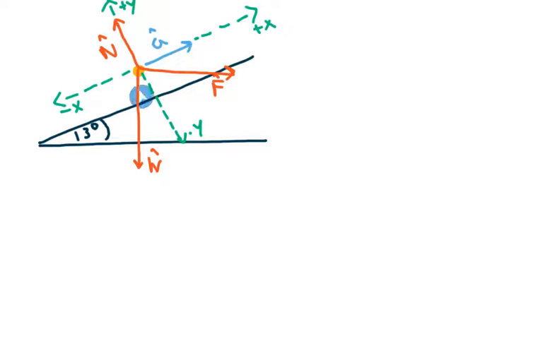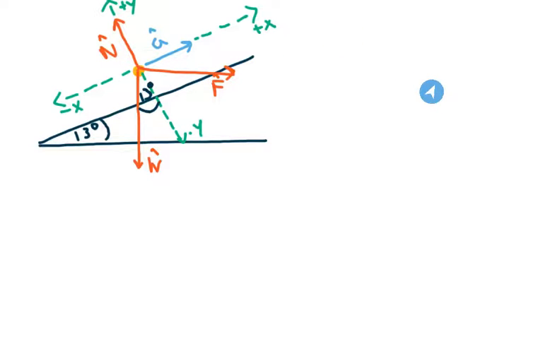So we know that the angle between the negative y-axis and the weight is equal to the angle of the incline. So I'm just going to put here that that angle is equal to 13 degrees. I'll try to squeeze that 13 in there. So 13 degrees.